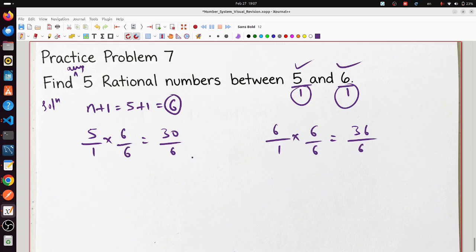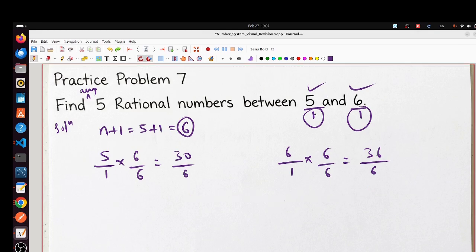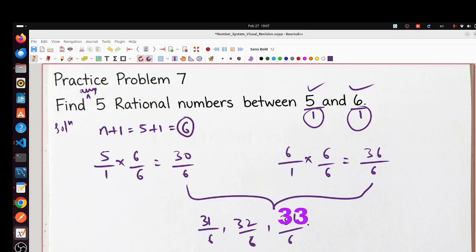Now what are the fractions between these two? That is 31 by 6, 32 by 6, 33 by 6, 34 by 6 and 35 by 6. These are the 5 rational numbers between 5 and 6. Simple, right?